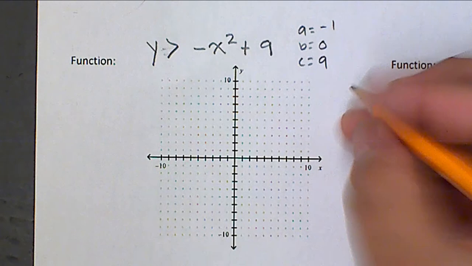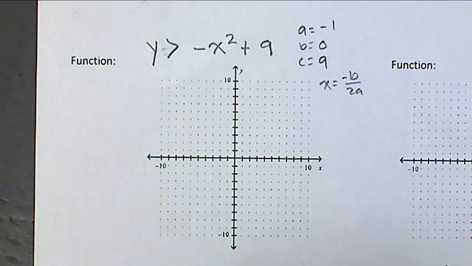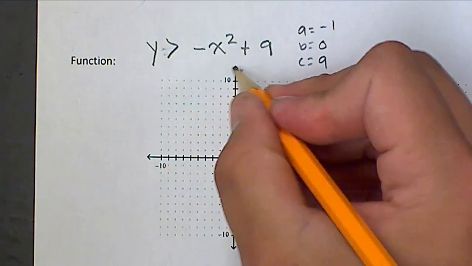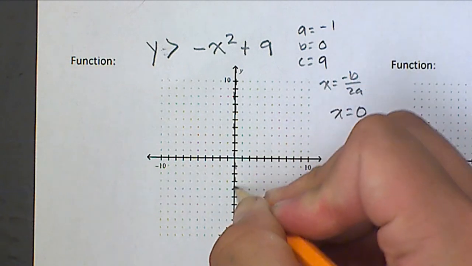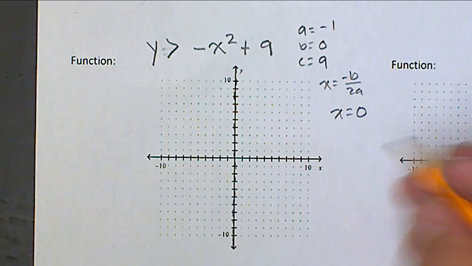Using the formula x is equal to -b over 2a to find the axis of symmetry, we get x is equal to 0. So the axis of symmetry is, I like to draw it as a dashed line right along the y-axis. Okay? Next thing you need to do is find the vertex.